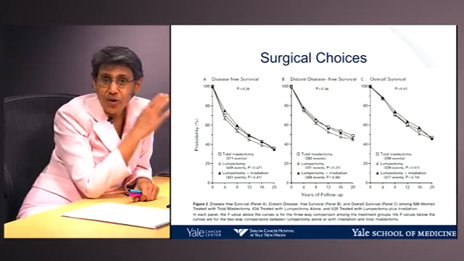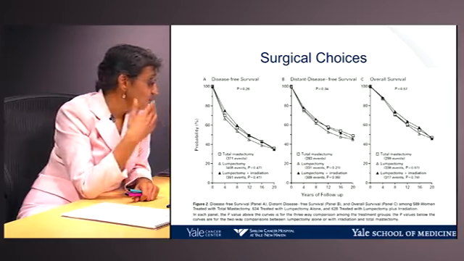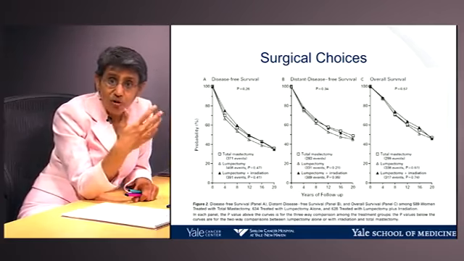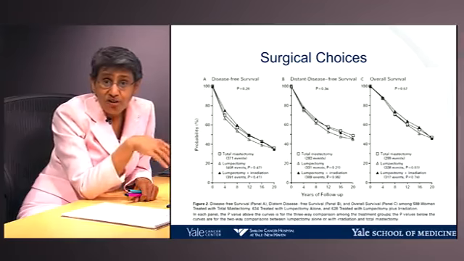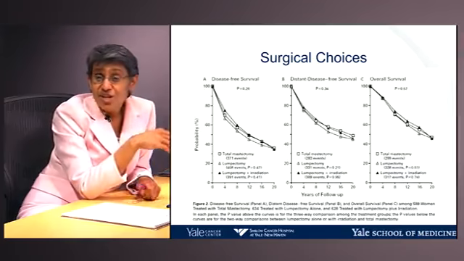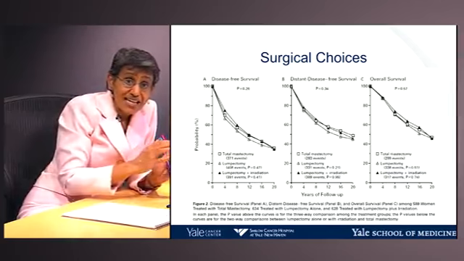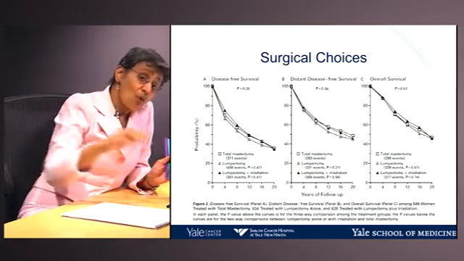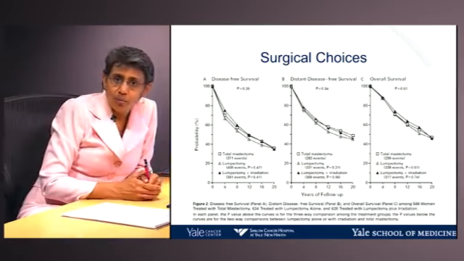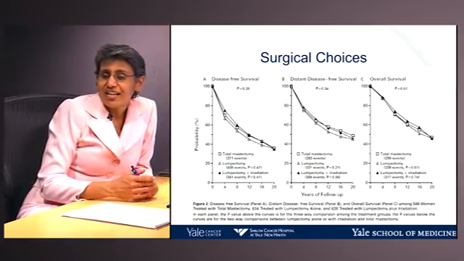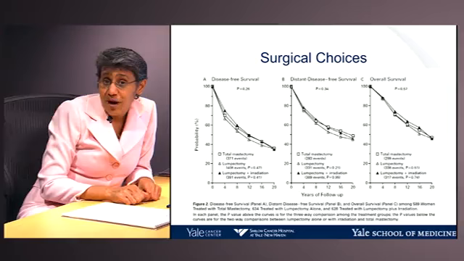And you can see that over 20 years, whether you look at disease-free survival, distant disease-free survival, or overall survival, the curves are superimposable. So there's absolutely no difference between whether you take out part of the breast or whether you take out the whole breast. Now, what about the chances of the cancer coming back in the same breast?